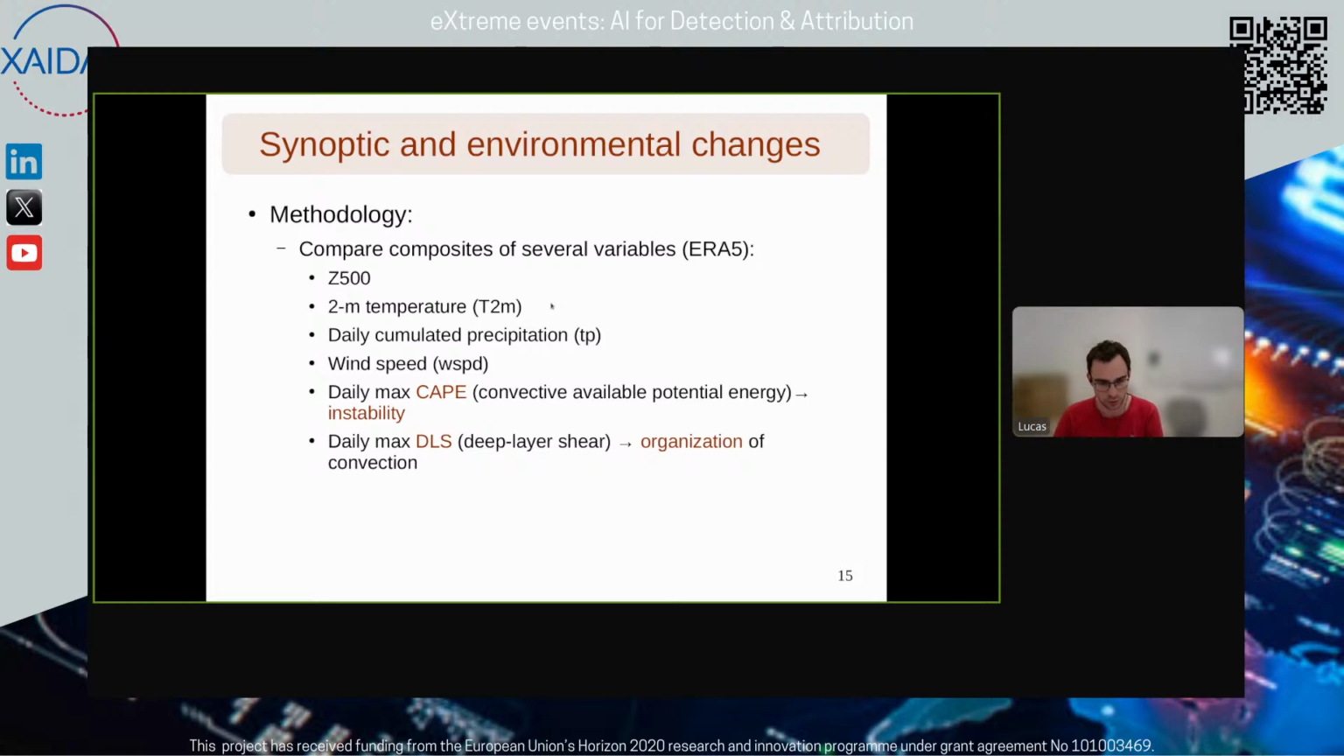So geopotential height, 2-meter temperature, daily cumulative precipitation, wind speed, and more importantly, 2 proxies that are very important to characterize the synoptic situation in terms of probabilities of having convective storms, which are CAPE, convective available potential energy, that characterizes convective instability, and deep layer shear, which is the vertical wind shear. It's the vector difference between the horizontal wind at 500 hectopascal and 10 meters above ground. And this is important because it helps to get an organization of convection at the mesoscale, which helps developing clusters of thunderstorms, such as mesoscale convective systems.